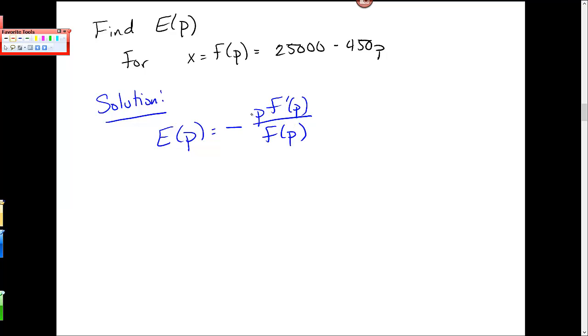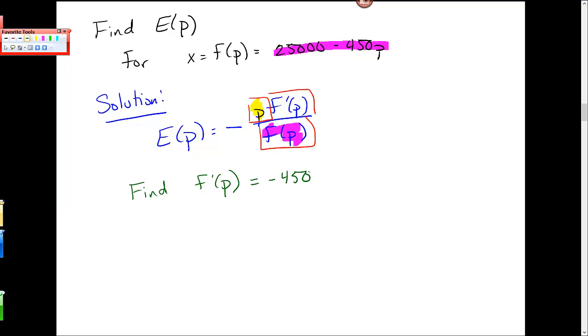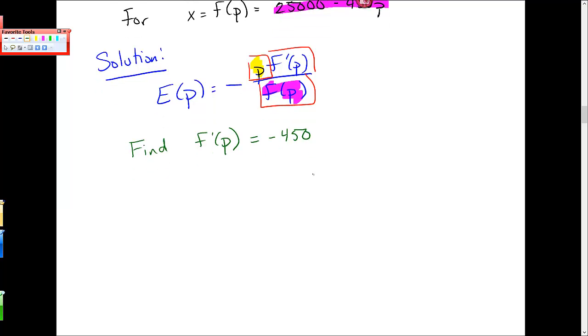And really, I have these three boxes. But two of those boxes I already know. So P just stays by itself, and F of P is given in the original problem. So really, I just need to find F prime of P, and then plug these three pieces into this formula. Okay, so F prime of P, if I look up here, I think is just negative 450. It's just a number. That's not always true. Sometimes it has p's in it, and we'll do another more complicated example, but I want to do this simple one first. Okay, so I'm going to plug in these pieces.